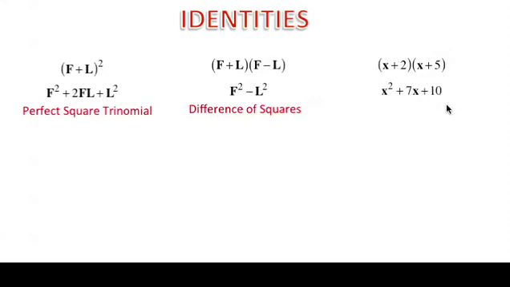So you end up getting x squared plus 7x plus 10. The middle term is achieved by adding the two last terms, and the last term, the 10, is found by multiplying the two last terms.